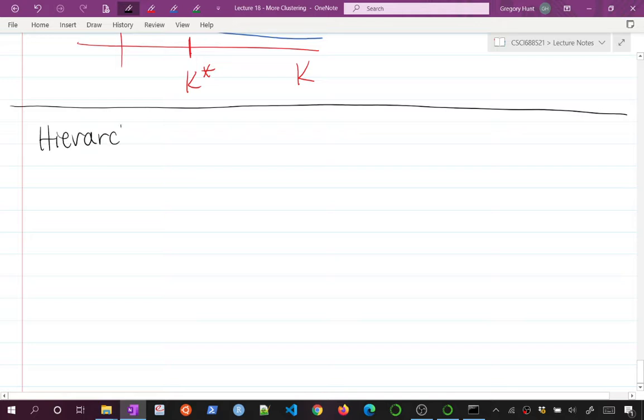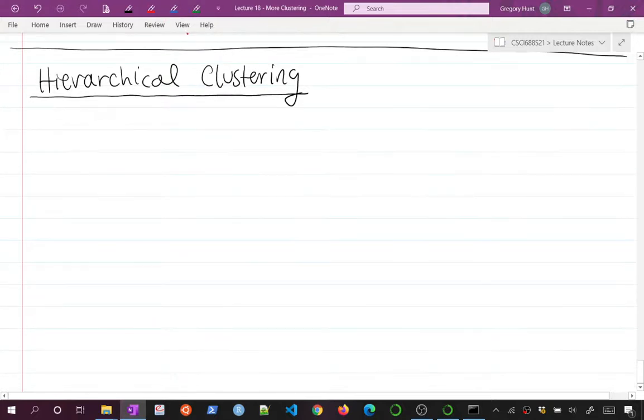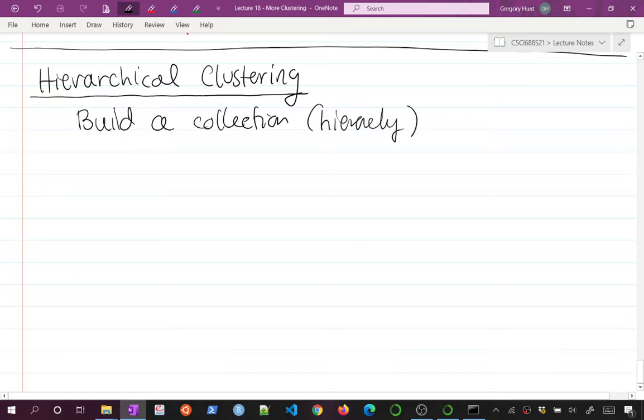Hierarchical clustering. The thing about K-means is you have to choose this value of K. And one way to get around that is, instead of building just one set of clusters, you build a hierarchy of clusters. And you can look at this hierarchy to figure out what the clustering might be in your data. And so basically what we're going to do with hierarchical clustering is build a collection, really a hierarchy, of nested clusters.